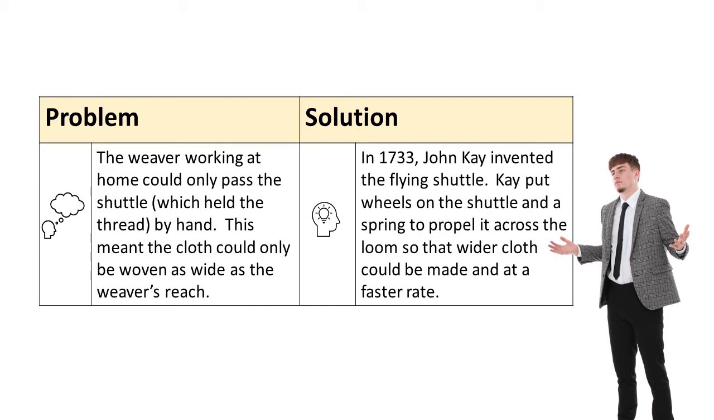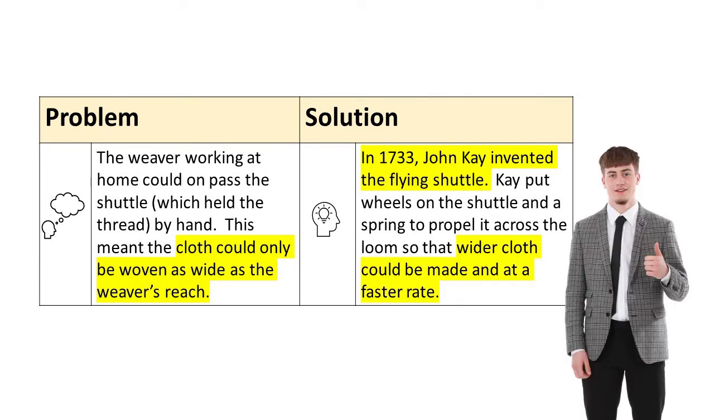So what have I done here? Well, first of all, I've highlighted the key point of the problem, that cloth could only be woven as wide as the weaver's reach. So on your handout, make sure you highlight the same point. And now I need to look at our solution. So on the solution, I've highlighted that in 1733, John Kay invented the flying shuttle. So make sure you highlight that as well. And if you need to, just pause the video so you can catch up with where we are now.